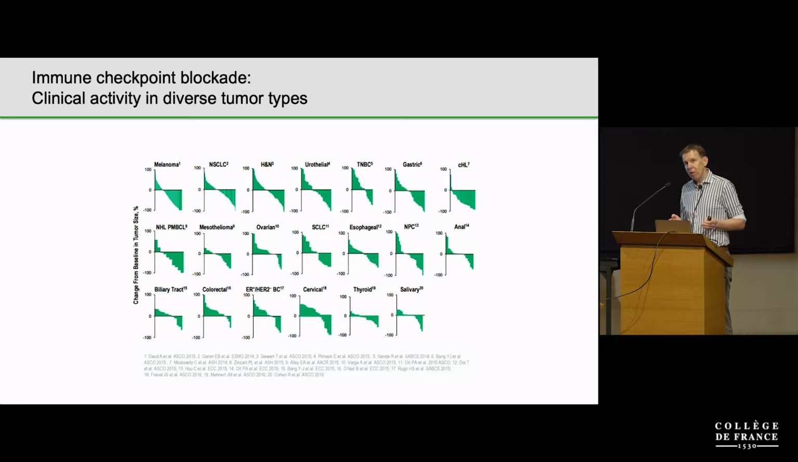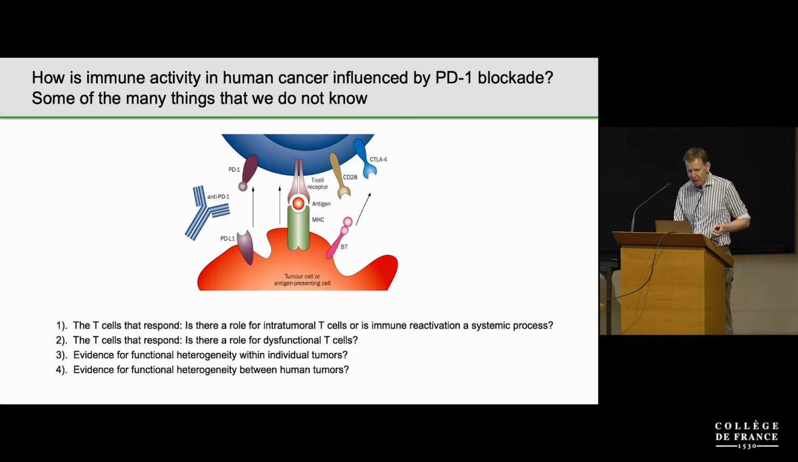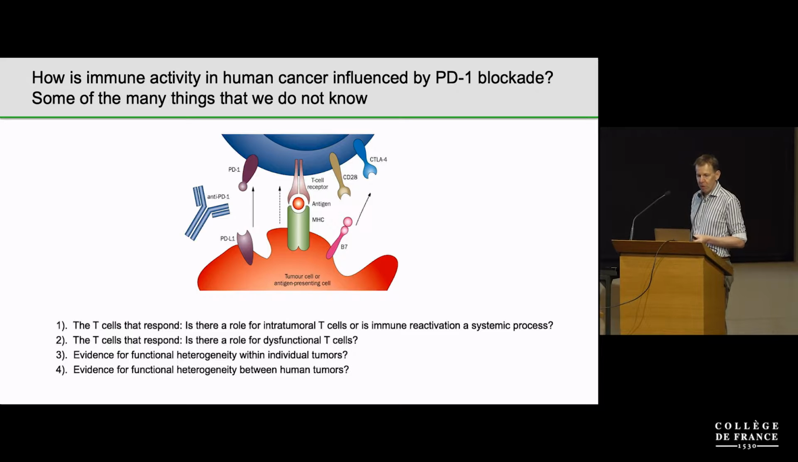While PD-1 blocking agents and PD-L1 blocking agents are now very widely used in the clinic, I feel that our understanding of what happens immunologically in those patients is still very limited. In this slide I'm asking the question: how is immune activity in cancer lesions influenced by PD-1 blockade? Here I've listed some of what I think are many things that we do not know. First of all, the T cells that respond, well, that's actually first assuming that it's T cells, because there are some people who believe that it may also be myeloid cells.